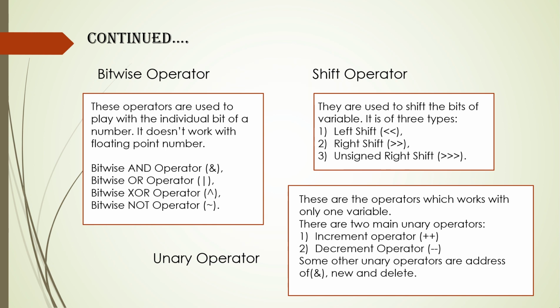And next is the unary operator. It works with only one variable. By the name only, we can understand the unary operator, that is, unary depicts one. The two main unary operators are the increment operator and the second is the decrement operator. And also there are some other unary operators that are address of, represented by the and sign, and new and delete. These operators we will use basically when we will be working with structures and pointers of C++. So you don't have to worry about how it is used. As of now, you only get aware of what it is.